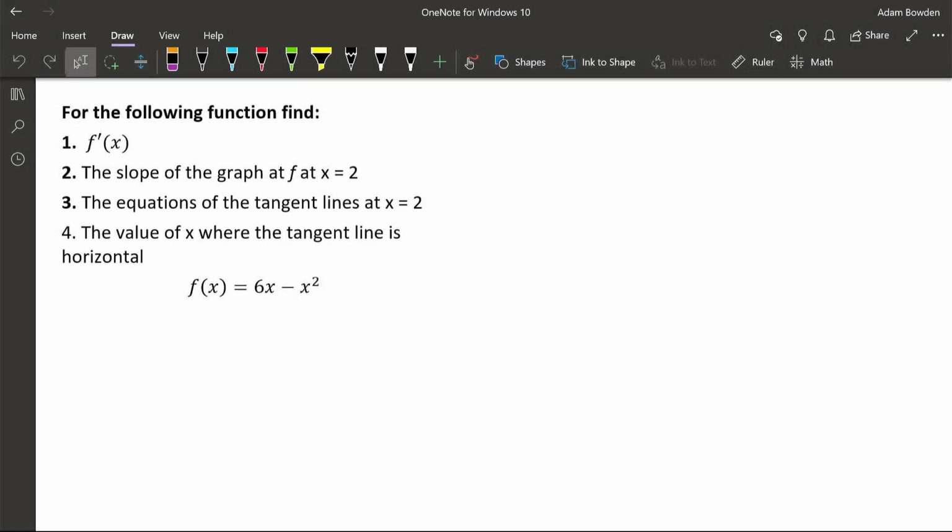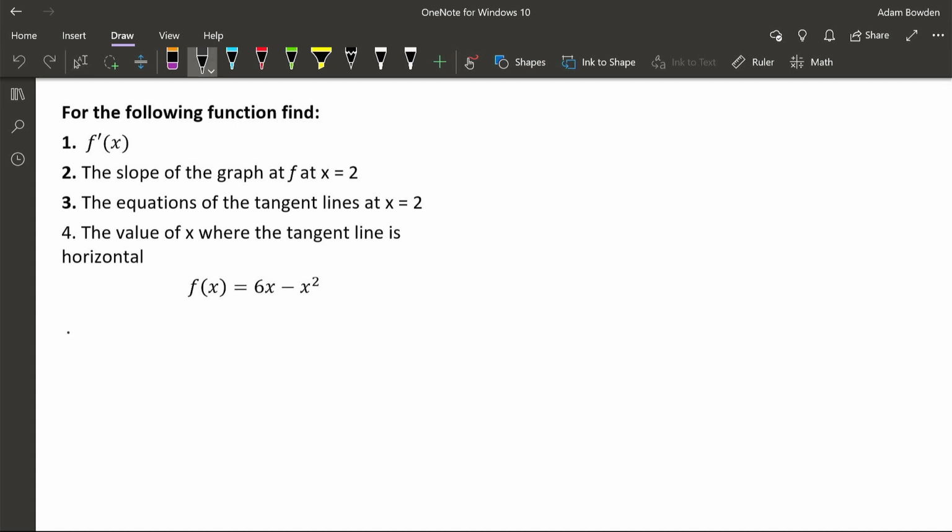Okay, for this one, we're going to go through a few things, starting with finding the derivative f prime of x. Then we're going to find the slope of the graph at x equals 2, the equations of the tangent lines at x equals 2, and the value of x where the tangent line is horizontal.